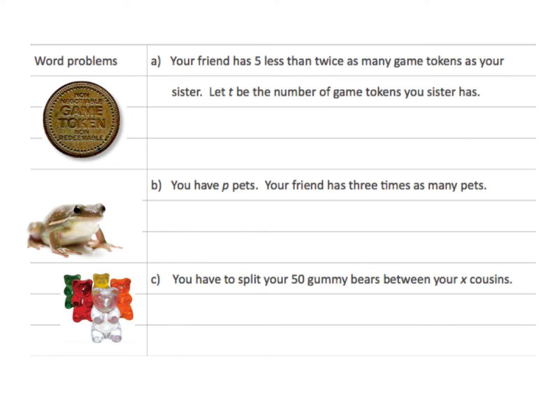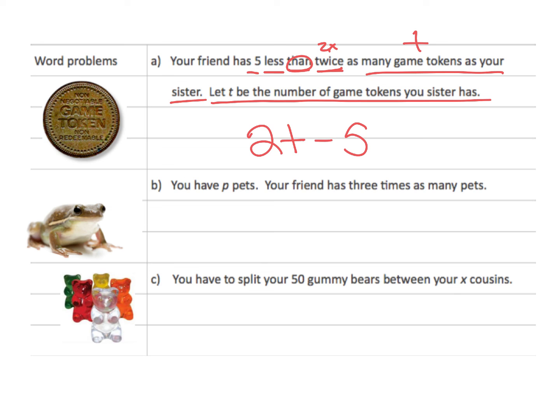We also have word problems that we do. Your friend has 5 less than, so "then" turns it around, so it's going to be something minus 5, twice, that's 2 times, as many game tokens as your sister. And then it tells you, let t be the number of tokens your sister has. So this is going to be t, so it's going to be 2t minus 5. Again, in letter B, they tell you what the variable is. You have p pets. Your friend has 3 times as many pets, so it's going to be 3p.